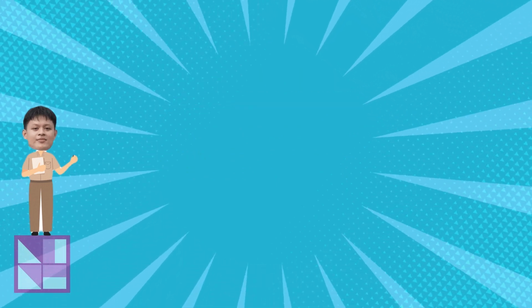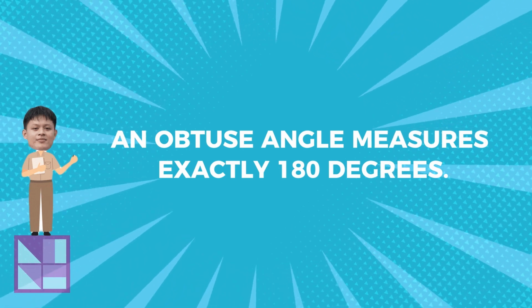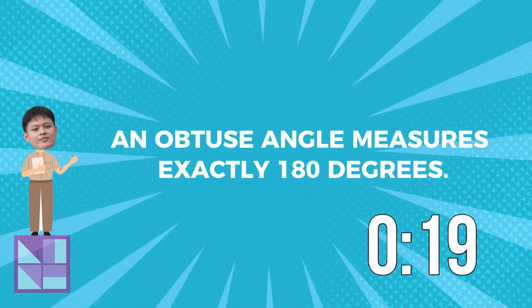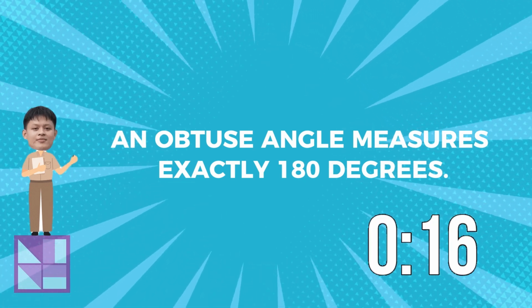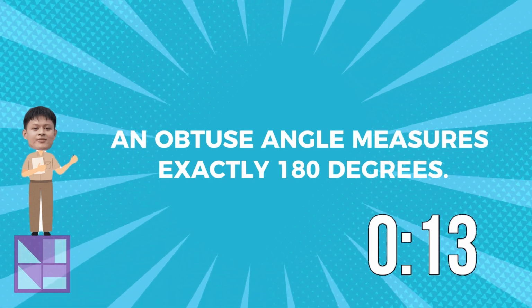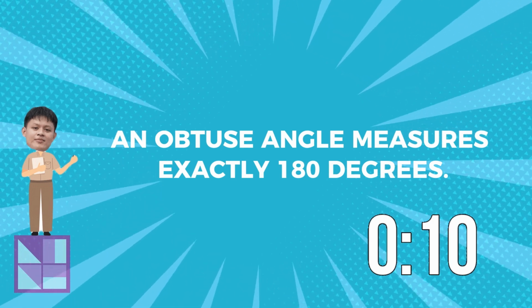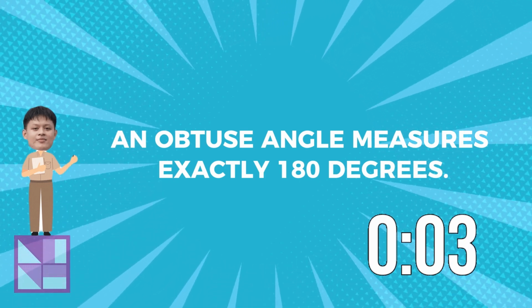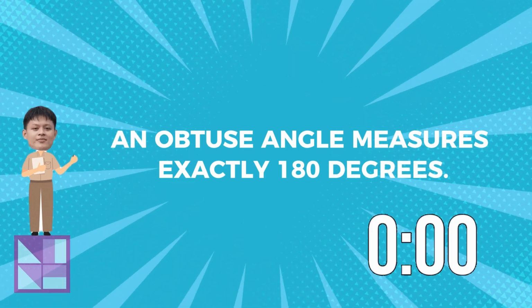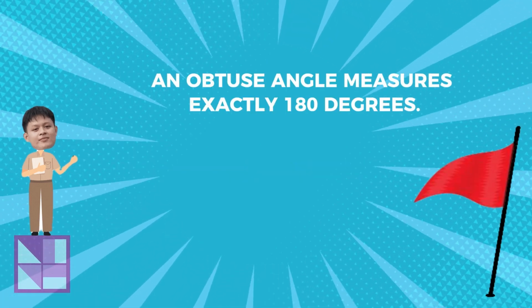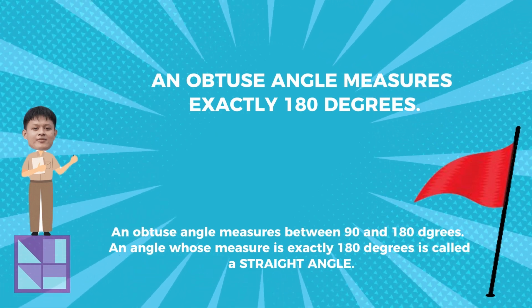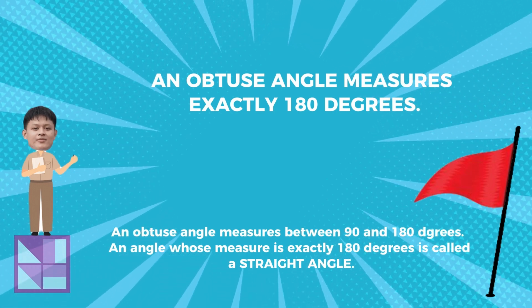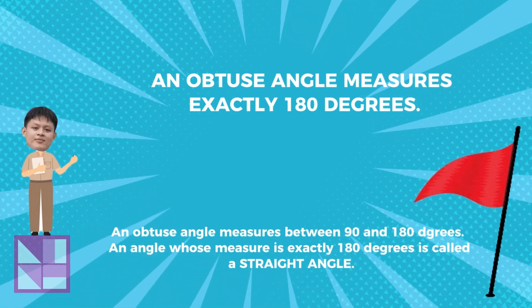Item number 9. An obtuse angle measures exactly 180 degrees. Green flag or red flag? Time's up. The correct flag is red flag. An obtuse angle measures between 90 to 180 degrees. An angle whose measure is exactly 180 degrees is called a straight angle.